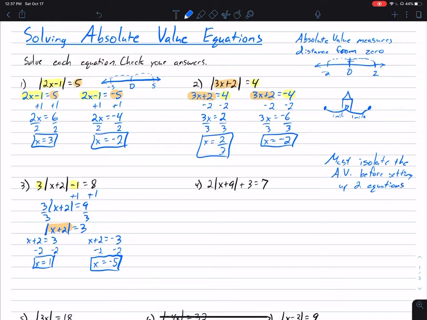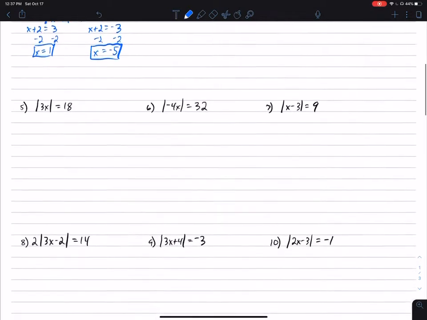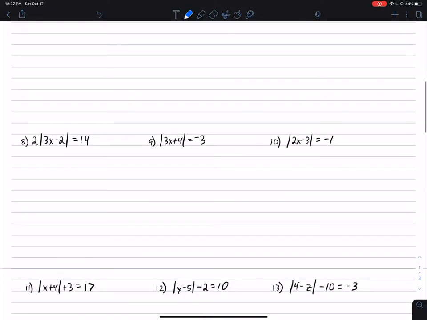One more thing I want to note here is absolute value measures distance. Distance always has to be positive. So if I take a look at a problem like number 9, my absolute value is equal to -3. It's impossible for my absolute value to be equal to a negative distance. So for a problem like this, there's no solution.